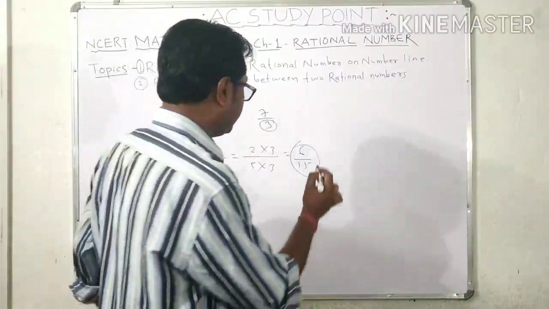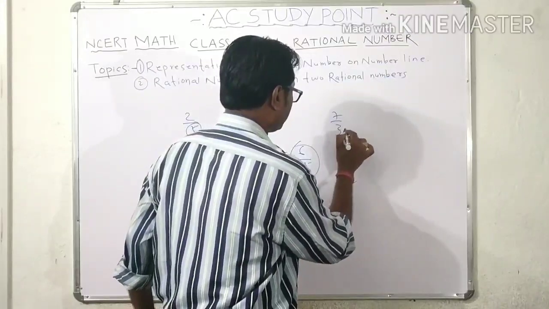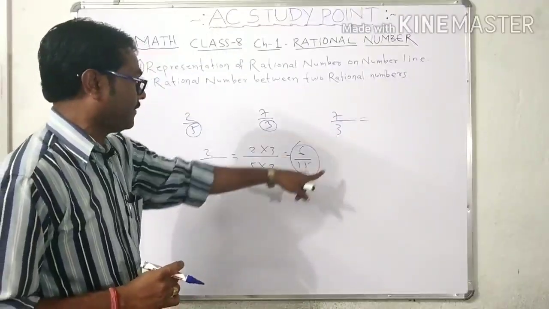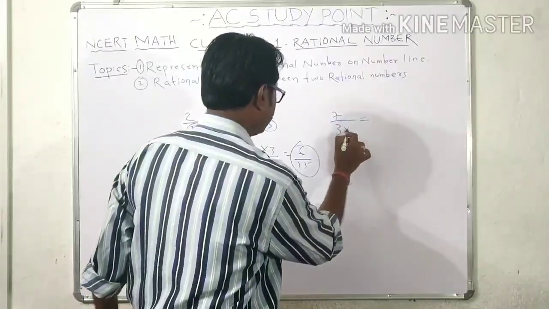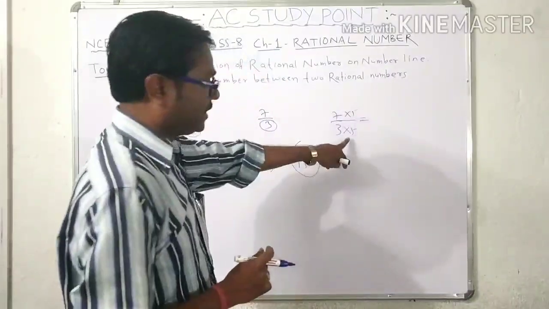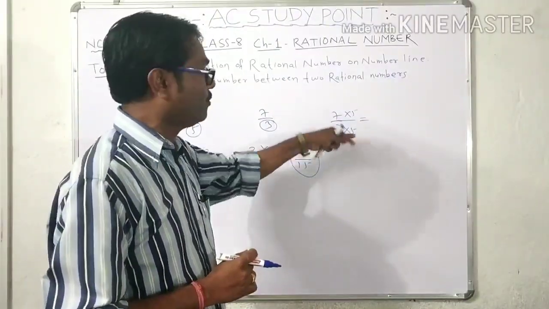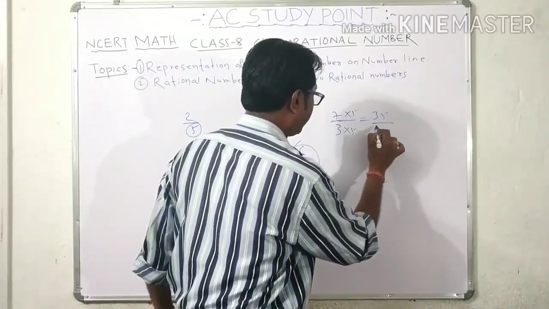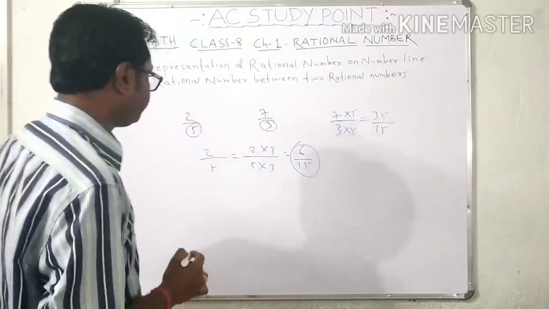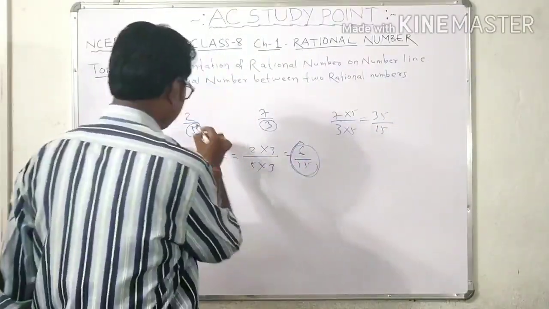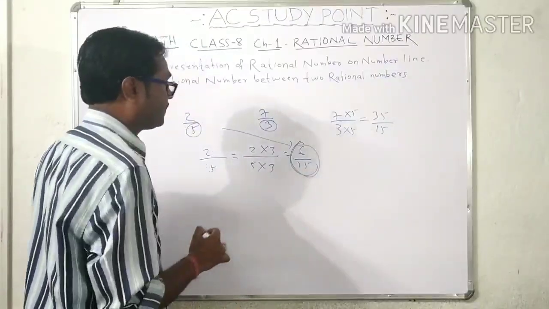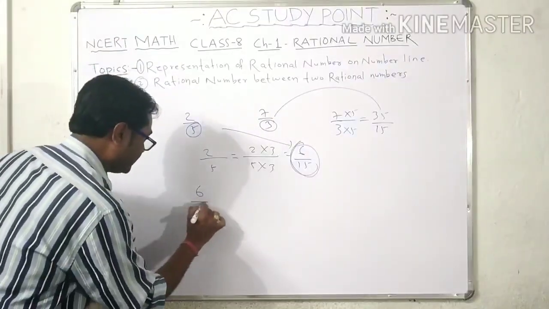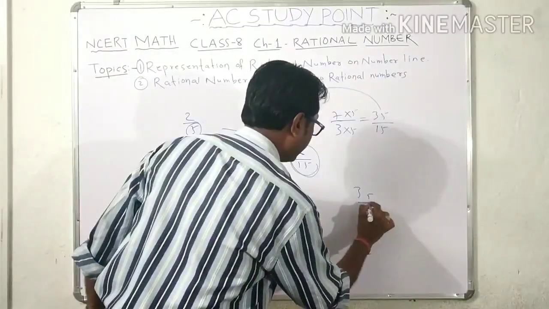And 7 by 3 now becomes what? You have to make the denominator 15, so multiply 3 by 5. Whatever you multiply in the denominator, you have to multiply the same in the numerator to keep the fraction value the same. So 7 times 5 is 35, giving 35 by 15. So 2 by 5 becomes 6 by 15, and 7 by 3 becomes 35 by 15.